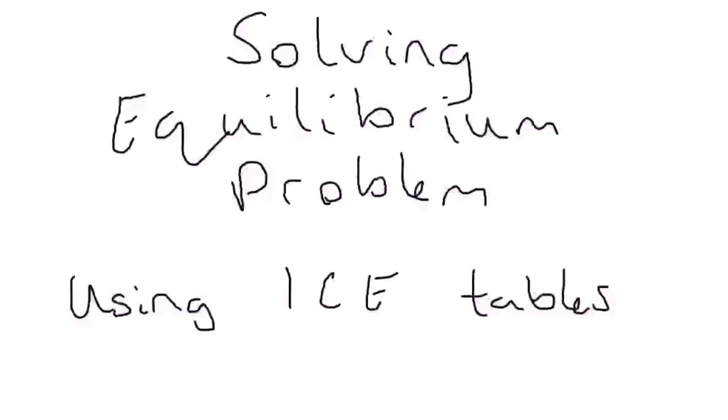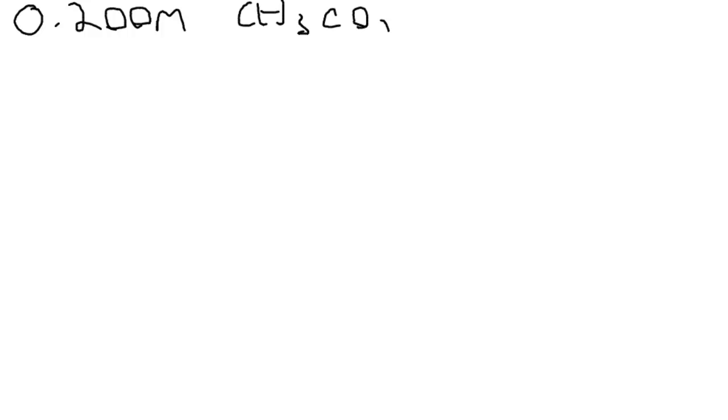So the ice table approach to solving an equilibrium problem starts off with the balanced reaction. So let's start off by saying that we want to find the pH of 0.2 molar acetic acid. So this is CH3CO2H. So the balanced equation of that, we know acetic acid is a weak acid.